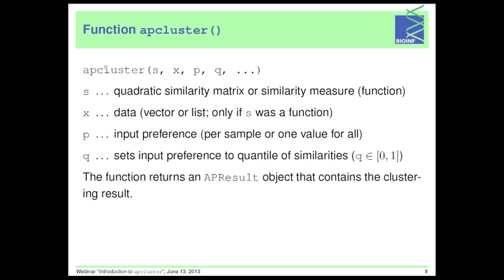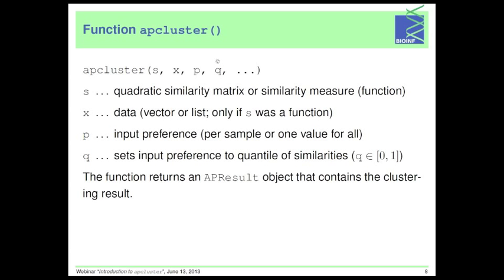Don't specify P when you call apcluster, it automatically determines the median of off-diagonal similarities and makes the setting. But apart from that, depending on the distribution of the similarities, you can directly influence what is chosen with the Q parameter. The Q parameter does the following: it sets the input preference to a quantile of the off-diagonal similarities.